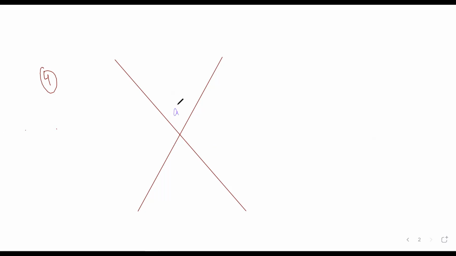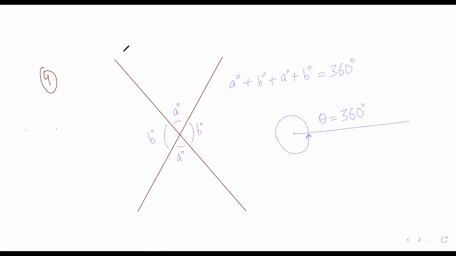If this is A, then this is A. This is B, then this is B. Is there any doubt about this? No, sir. So the sum of angles would be equal to 360 degrees, which also means that if this is a straight line, you start from here and you come back. The total angle that you will cover, Mr. Sarthak, would be equal to 360 degrees. Shabash.